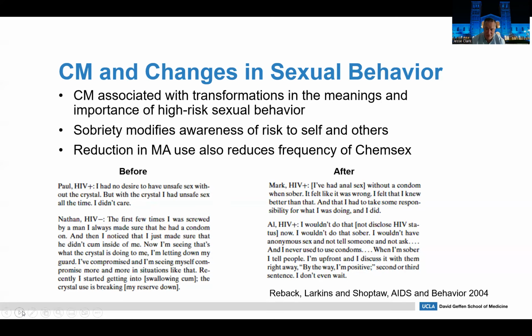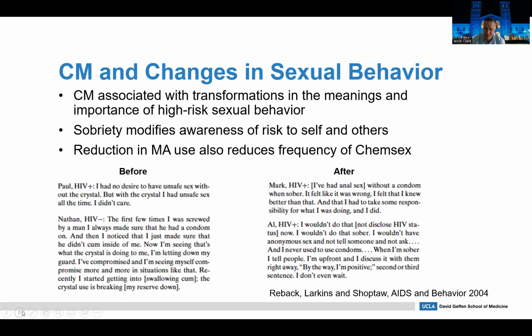Nathan, who was HIV negative at the time, said, "The first few times I was screwed by a man, I always made sure he had a condom on. Then I noticed I just made sure they didn't come inside me. Now I'm seeing that's what the crystal's doing to me. I'm letting down my guard. I've compromised and I'm seeing myself compromise more and more in situations like that. Recently, I started getting into swallowing cum. The crystal use is breaking my reserves down."